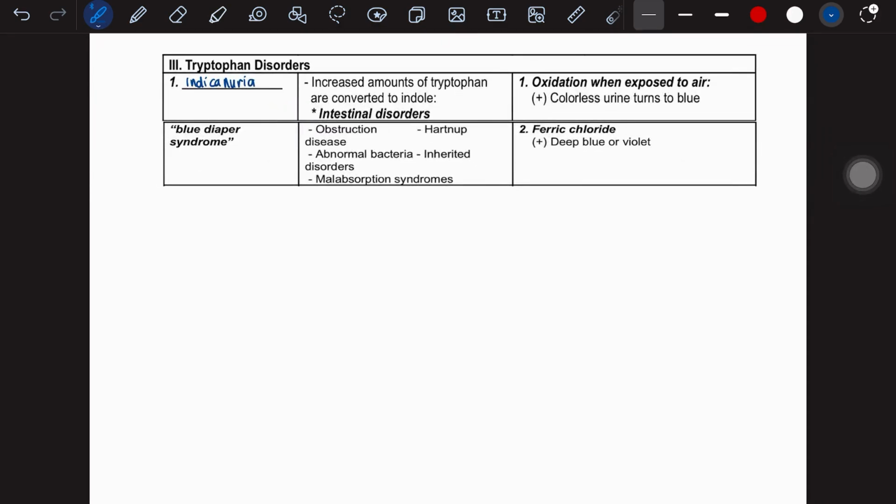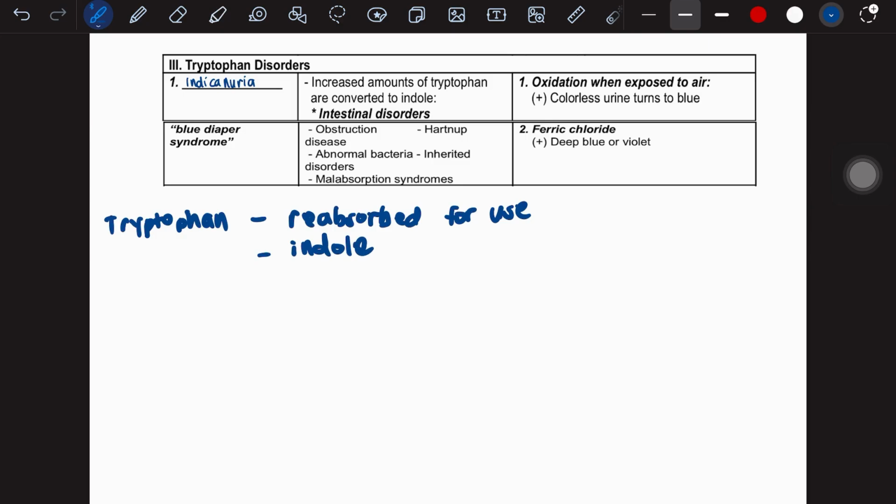So normally, most of the tryptophan that enters the intestine is handled by normal metabolism. Mostly, the tryptophan that enters the intestine is either reabsorbed for use, or converted to indole by intestinal bacteria and is excreted in the feces.